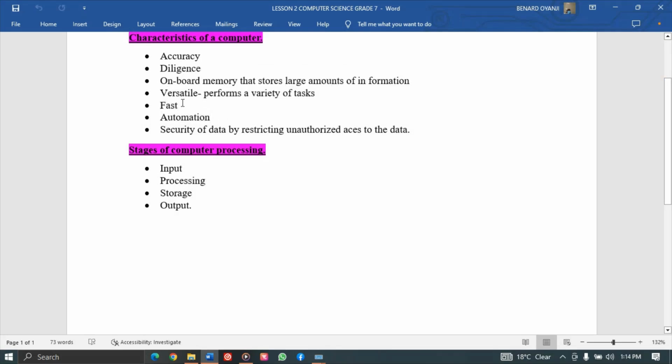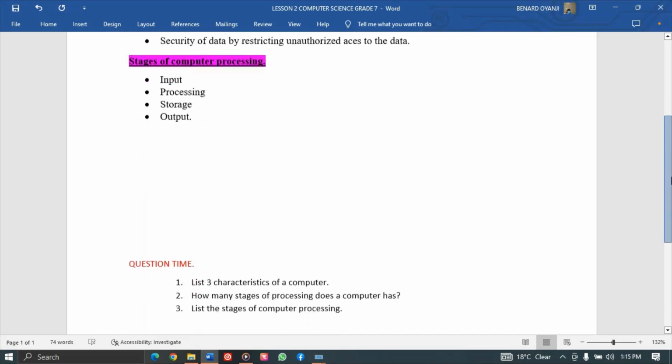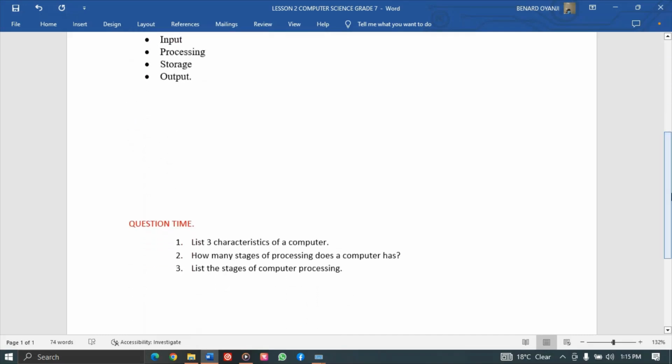Being fast helps you, it saves time. Then we have versatility, whereby it performs a variety of tasks. And then you have onboard memory, that stores large amounts of information, and many other characteristics that we did not even look at. Apart from that, we are to look at question number 2.